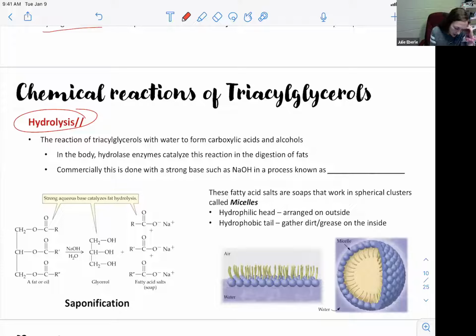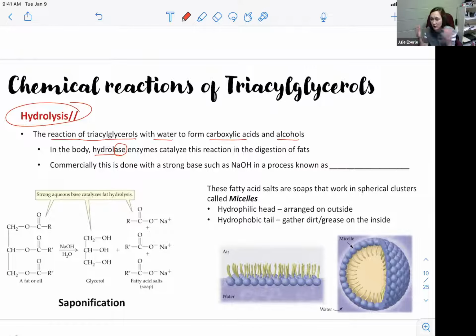So in hydrolysis of fatty acids, same idea here. It's the reaction of triacylglycerols with water. We're going to break it apart into its original parts. Okay, carboxylic acid and alcohols. Now we have enzymes that do this for us. They're called hydrolase enzymes. Notice the ASE ending indicates an enzyme. This right here, hydrolase, tells us it's an enzyme. Catalyzes the reaction. When we have to digest fats, we have to break fats apart. So we have enzymes that do this for us inherently.